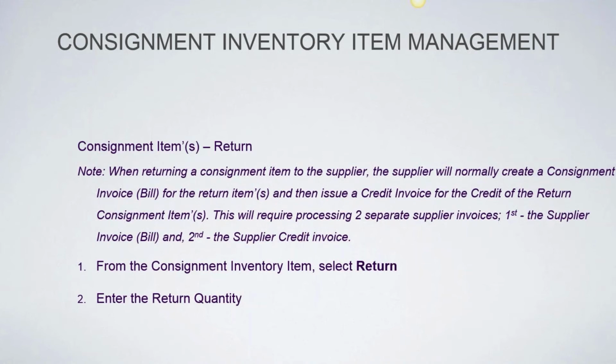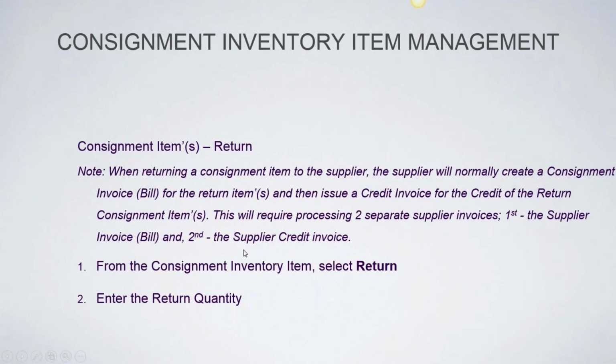Okay. So when returning a consignment item to a supplier, the supplier will normally create a consignment bill for the item and then issue a credit. So you've got to really think of this as you're going to have two pieces of paper. You're going to have one where you're billed for it and one where you're credited. So it's nothing but a wash. That's all it is. That's going to require two separate invoices to be processed through the system.